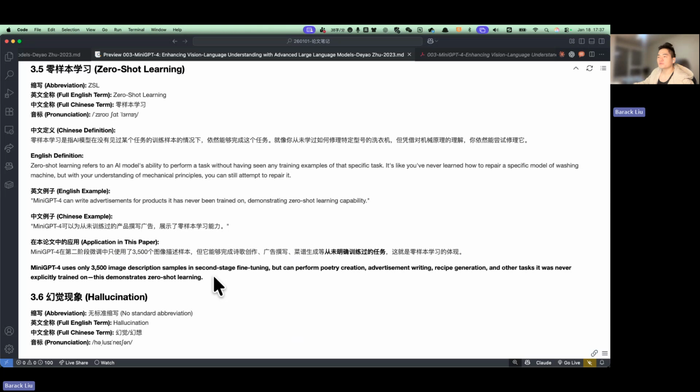MiniGPT-4 uses only 3,500 image description samples in second-stage fine-tuning, but it can perform poetry creation, advertisement writing, recipe generation, and other tasks it's never explicitly trained on. They demonstrate zero-shot learning. It's just like humans, right? We see a smart person: when you teach them one point, they can know the other points. So that's an ability that humans should have.